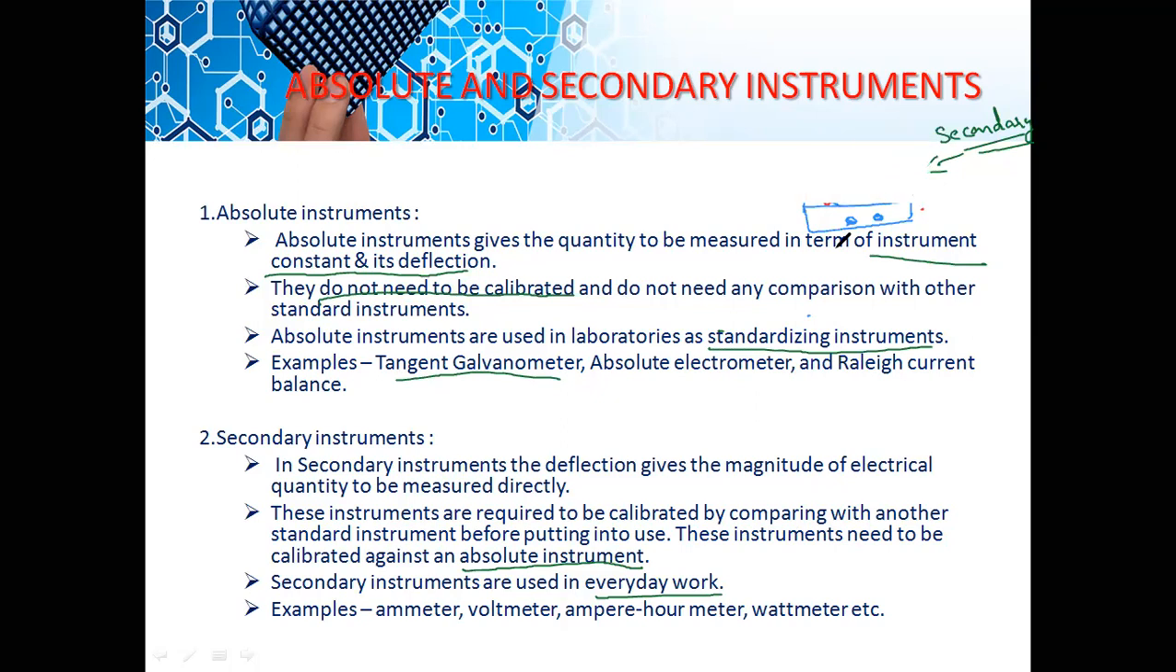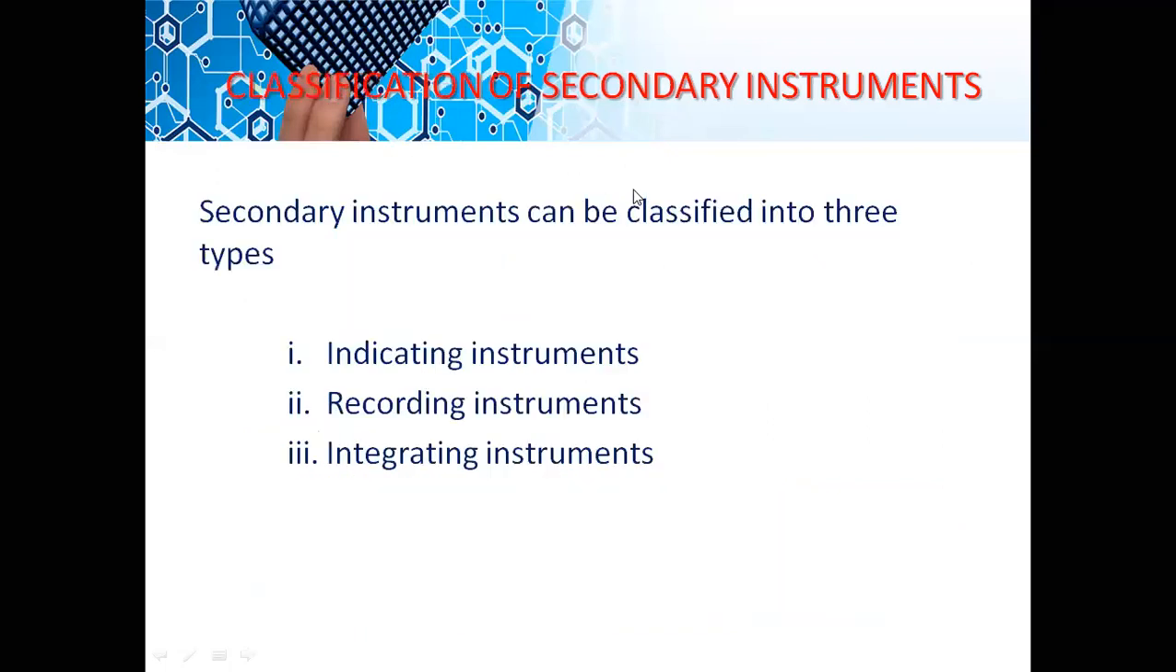So in this slide, we have seen what is absolute instrument and what is secondary instrument, and we have seen the difference between absolute instrument and secondary instrument. Let us go to the next slide where we are going to see the classification of secondary instruments. Secondary instruments can be classified into 3 types. One is indicating instruments, another one is recording instruments, the next one is integrating instruments.